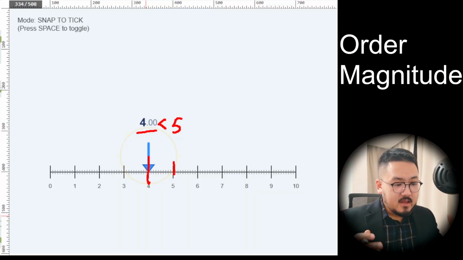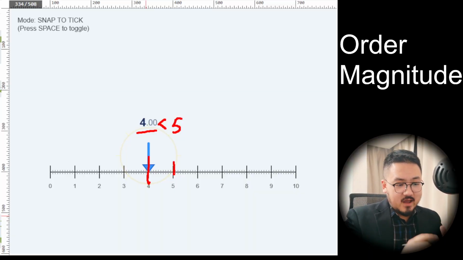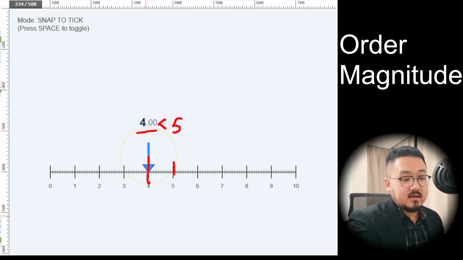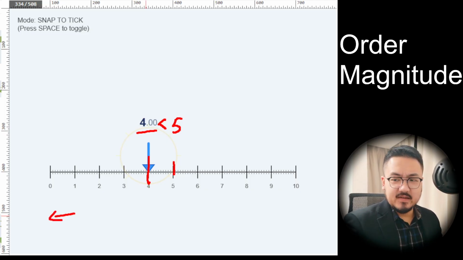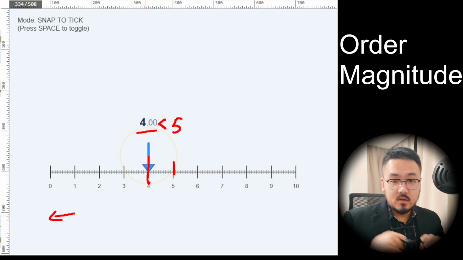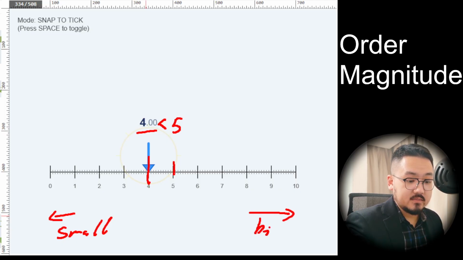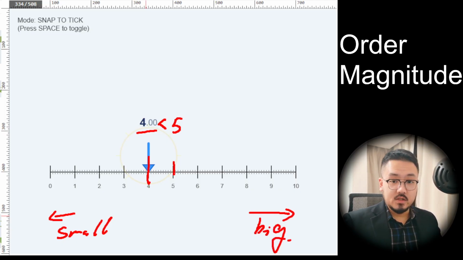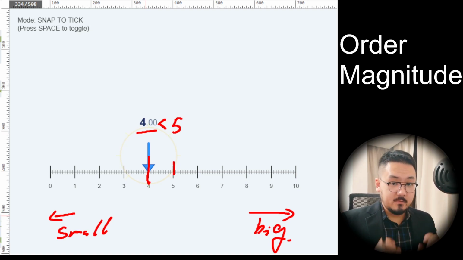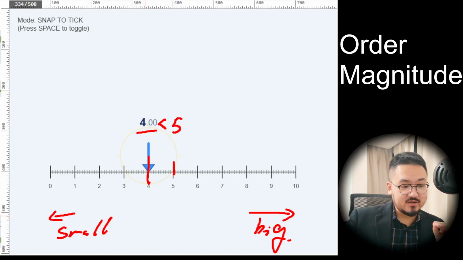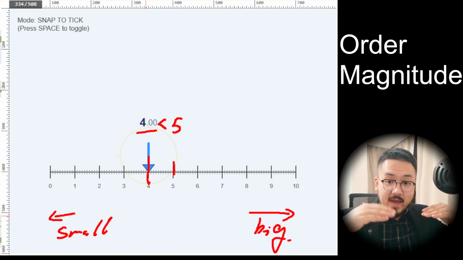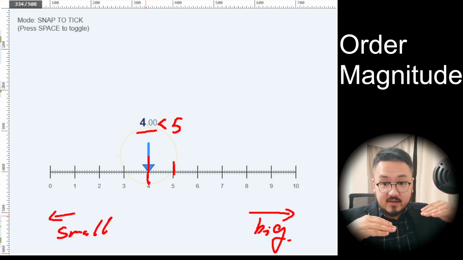Because right now, I'm sticking with this: the more to the left is smaller, the more to the right is bigger. So we can use the symbol to represent which number is in which direction. And when you compare these two numbers, it's relative.